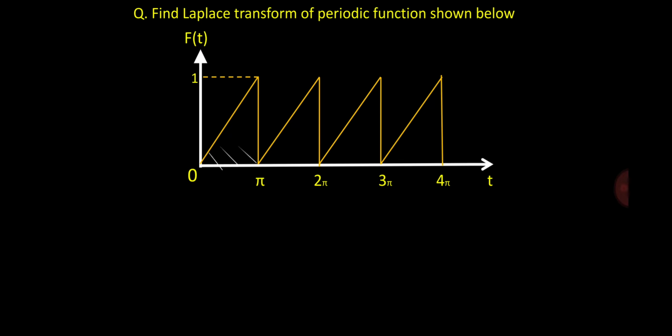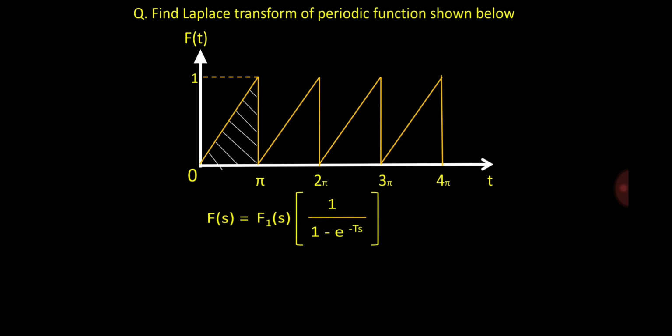If you observe this function or the waveform given to us, from 0 to pi we have one cycle, and the same cycle is repeating over a period of time. Such a waveform or function is called a periodic function. Periodic function means the cycle gets repeated after some time interval over a period of time.